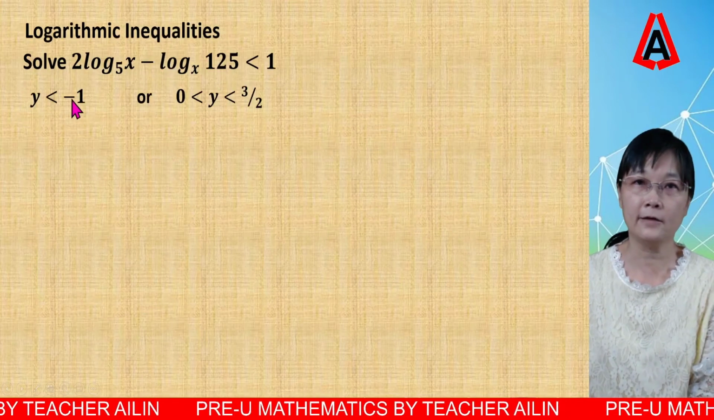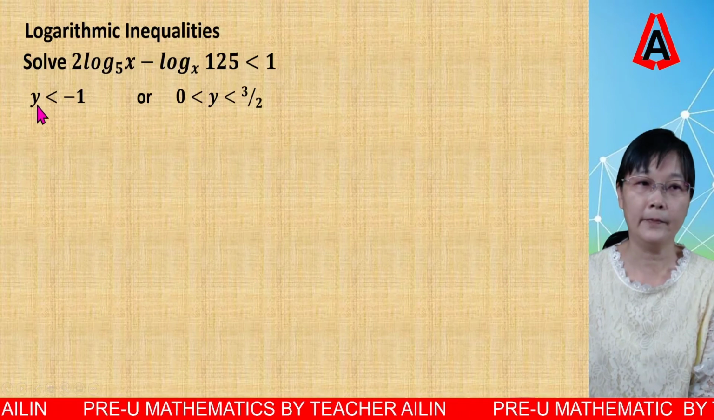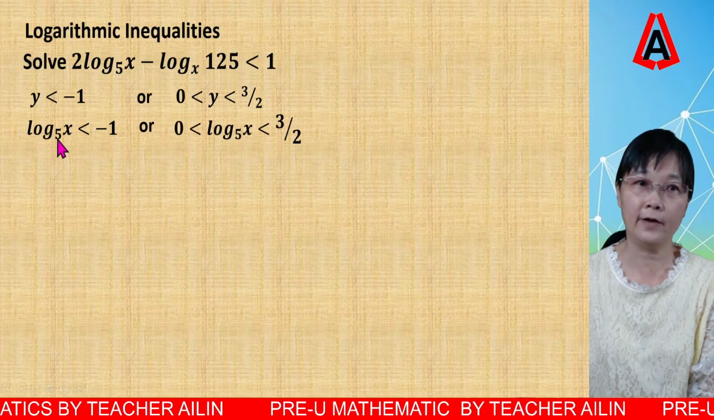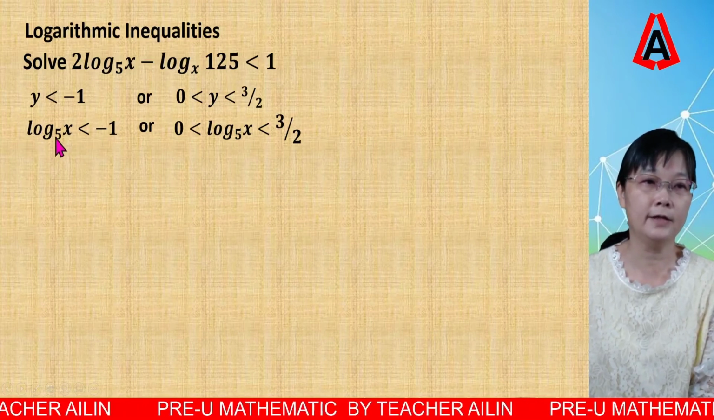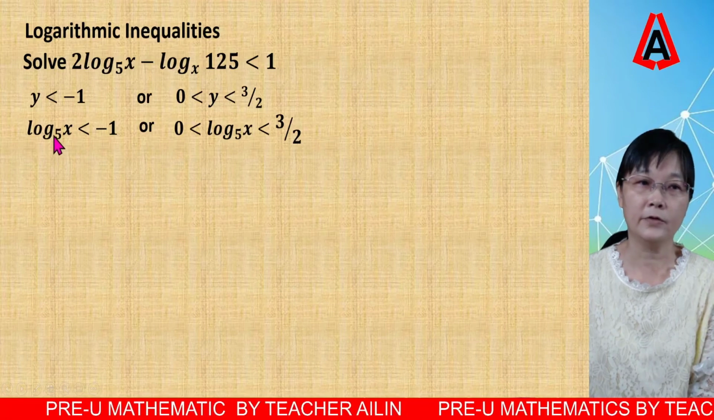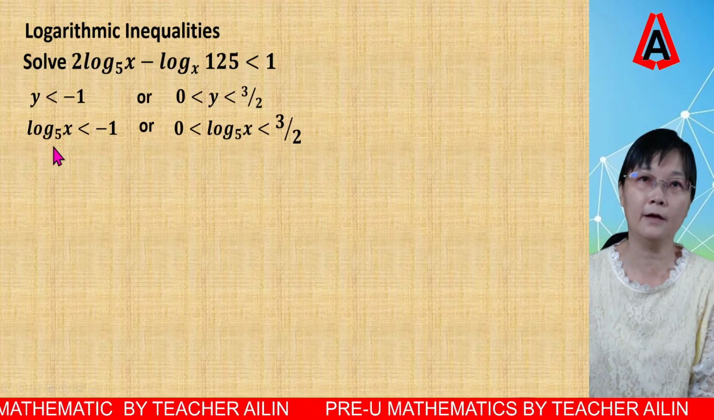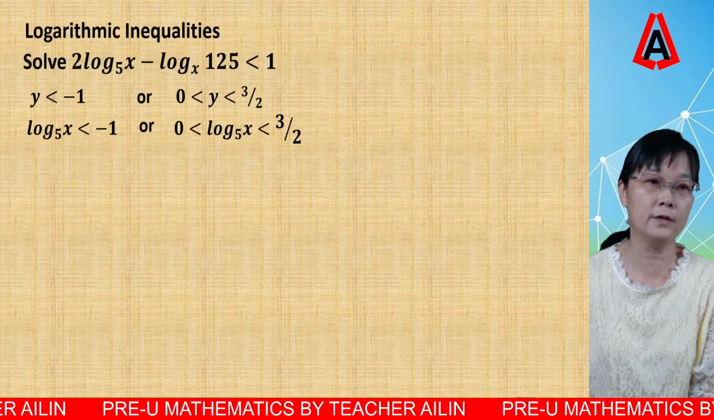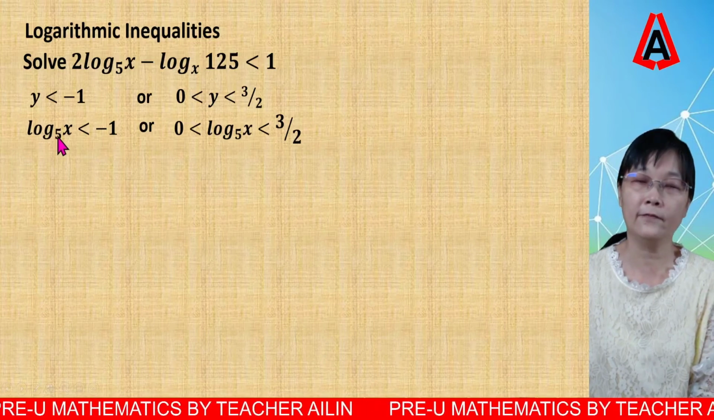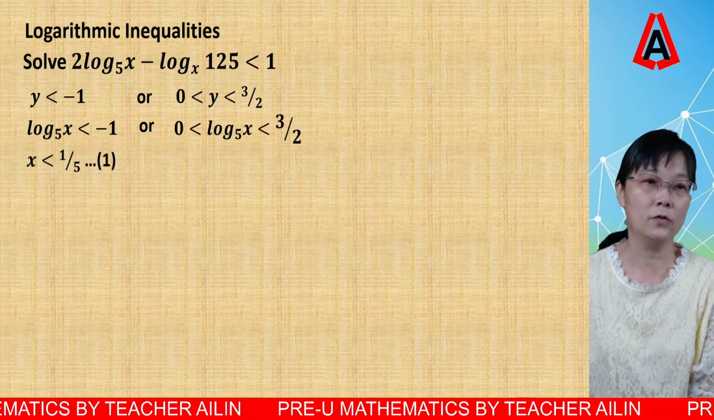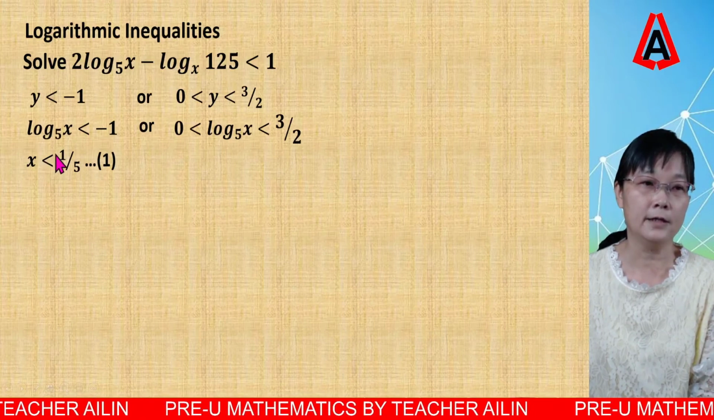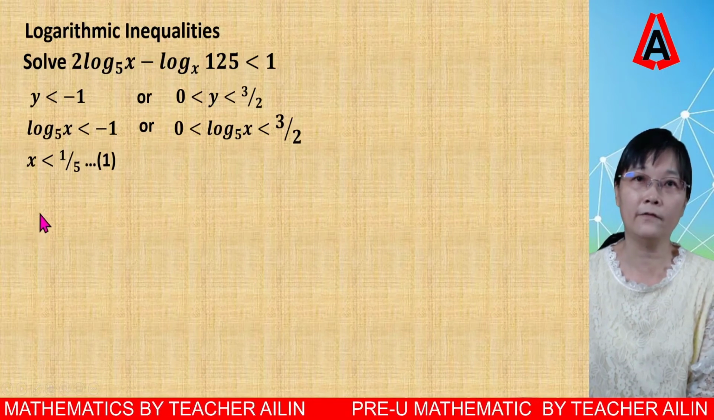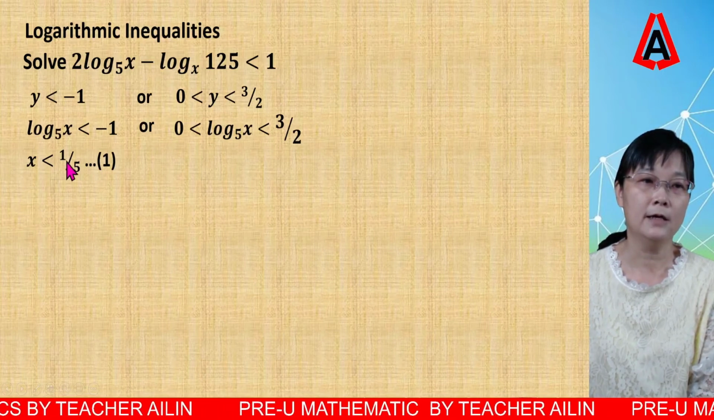After I have got the set of values of y, now I replace back y with logarithm x with base 5. Now for this one, to find the values of x, I'm going to shift the base of the logarithm to the right hand side to become the base of the exponent -1. So since the base is 5, which is greater than 1, when I shift the base, the inequality is still less than. So I get the first set of values of x, which is x less than 1 over 5.